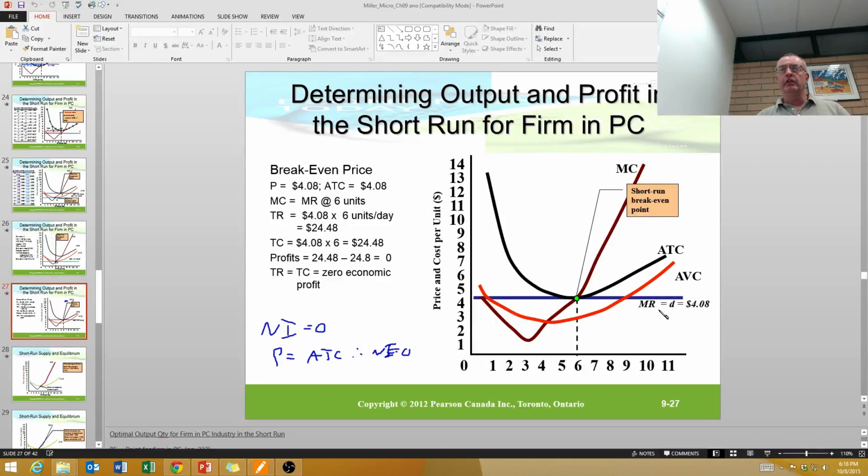So here's our demand curve, here's our marginal revenue curve, the blue line. Here's our average total cost curve. The marginal cost curve intersects the average total cost curve at the minimum point. So at this point here, the price exactly equals our average total cost, and so we have 0 net income. And so we're breaking even. But the point is the same: this break-even point is also the point where marginal revenue equals marginal cost. So we have this principle that determines our optimal quantity of output.